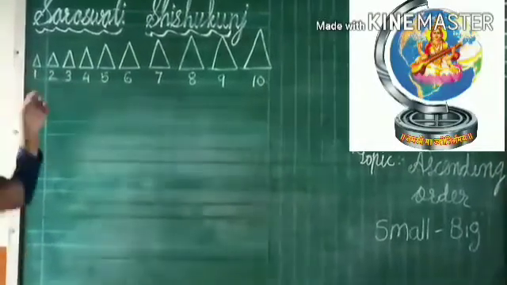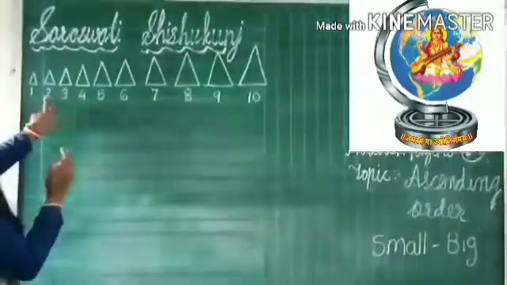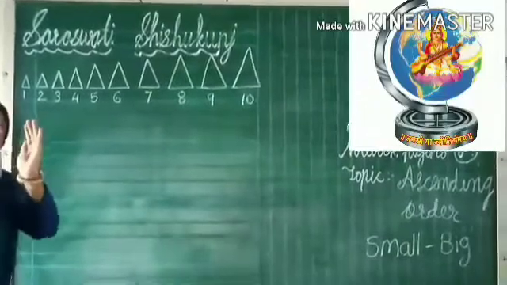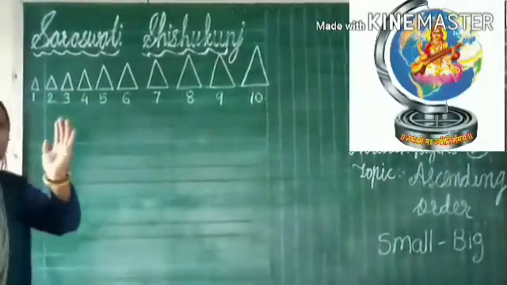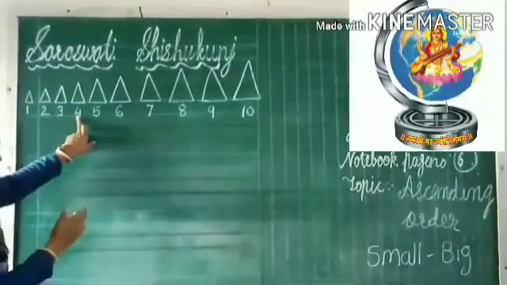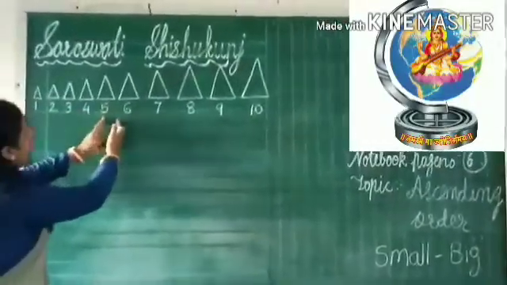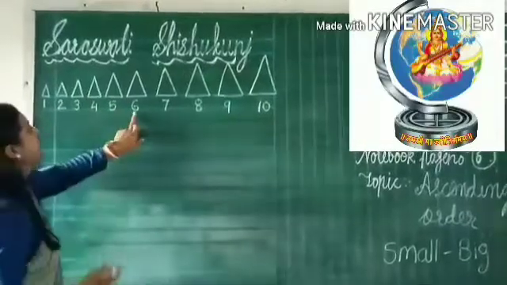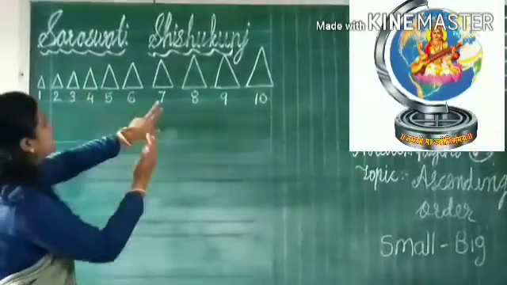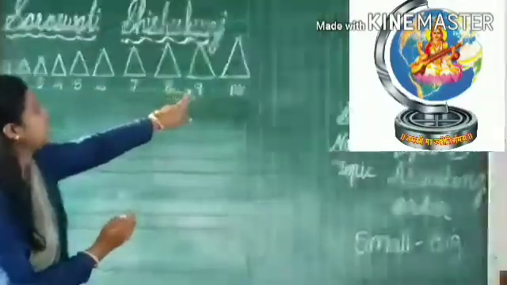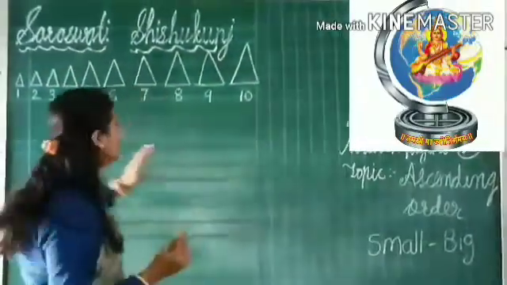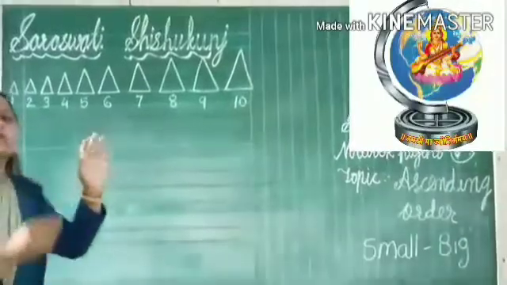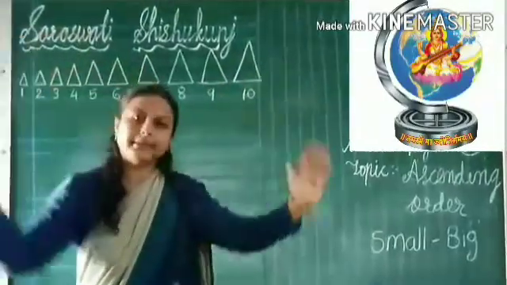So the first triangle is small, right? Now number 2, a little bigger. Then number 3, a little bigger, then 4, then 5, a little bigger, then 6, a little bigger, 7, 8, 9 and 10. Right, students? So ascending order means from small to big.